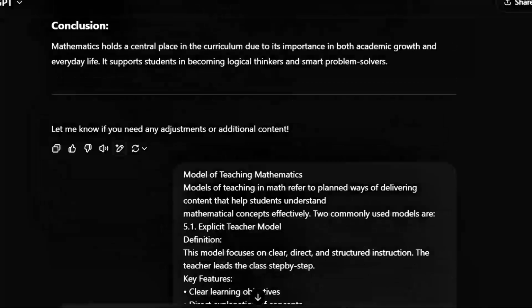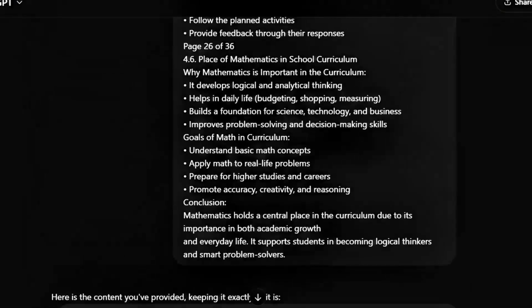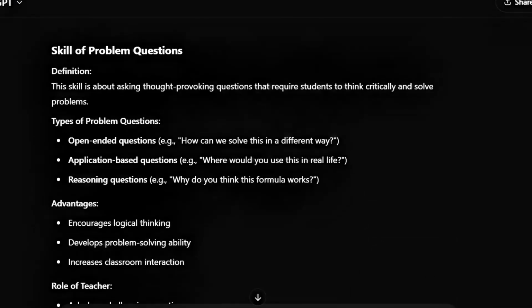Let me know if you'd like any further modifications. Here's the content you've provided, keeping it exactly as it is.